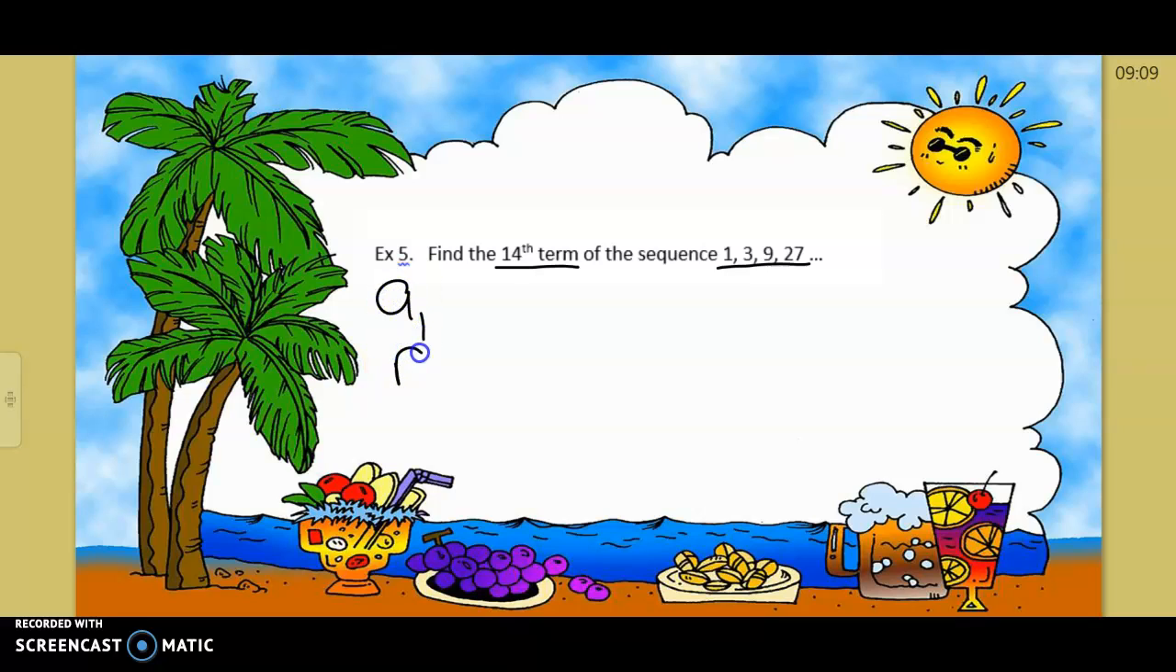So A1, R, N, we need them all. All right, who thinks they know them all?